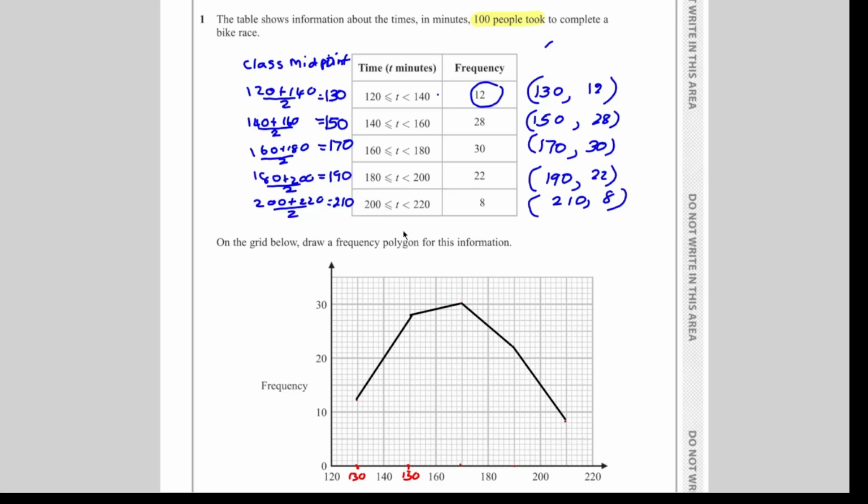So we are done. Don't try to join it to the x-axis. Just keep it like this. You are getting full marks.